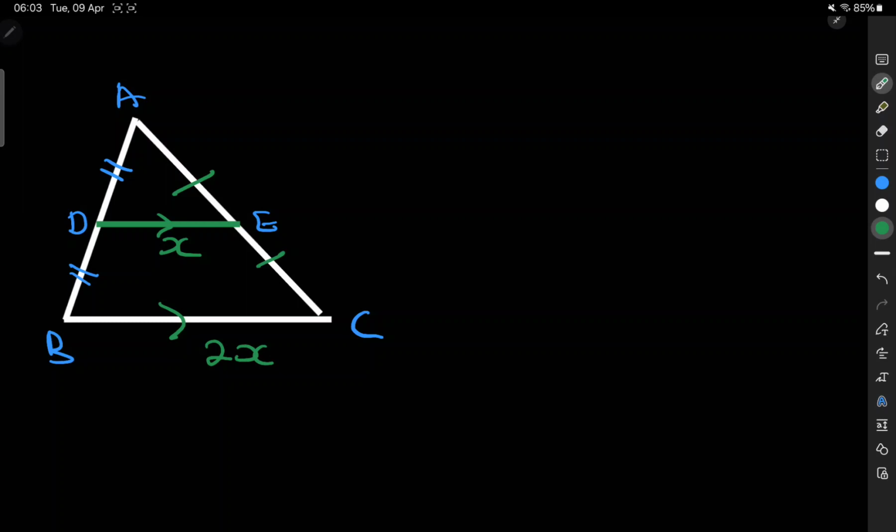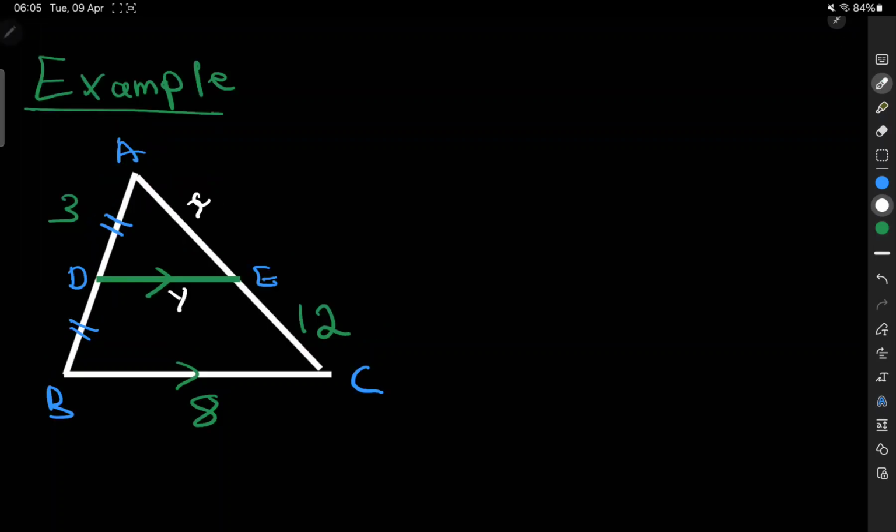And that is the converse of theorem 2, the midpoint theorem. So now let's look at an example. We're given the following information. I didn't write it down, I just displayed it visually.